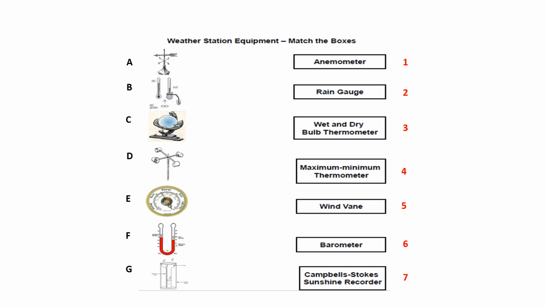Now that we have gone through all the different types of ways we forecast the weather, what I'd like you to do now is pair up the pictures of the instruments with the names of them. So on the left hand side, we have the column of all the pictures of the instruments from A to G, and on the right hand side we have the names of the instruments from 1 to 7, and you're going to match them up.